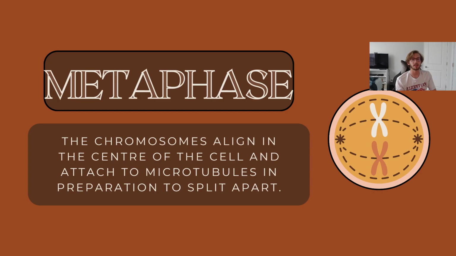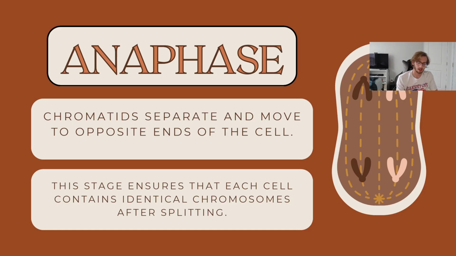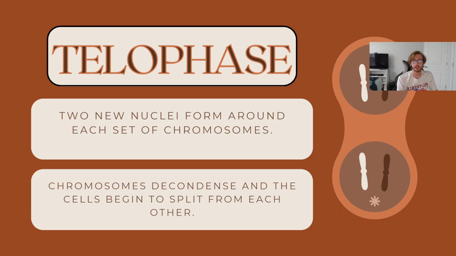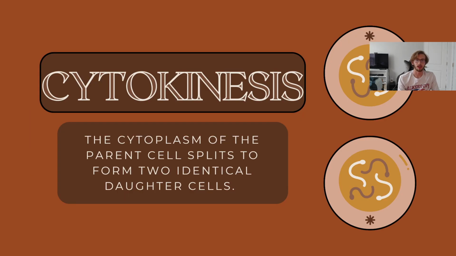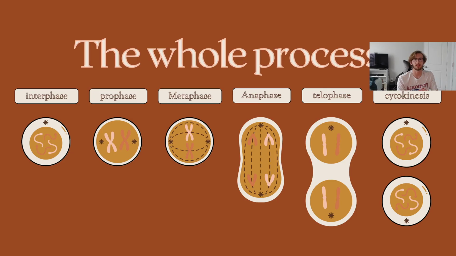So the metaphase is where they align in the center and microtubules come in and attach to the chromosomes. You then have anaphase, where everything separates out. You have the telophase, where two new nuclei, I think? I was always bad at saying that in high school. Don't come at me. They form around each set of chromosomes. And then cytokinesis is where the cytoplasm splits and you have two identical cells.